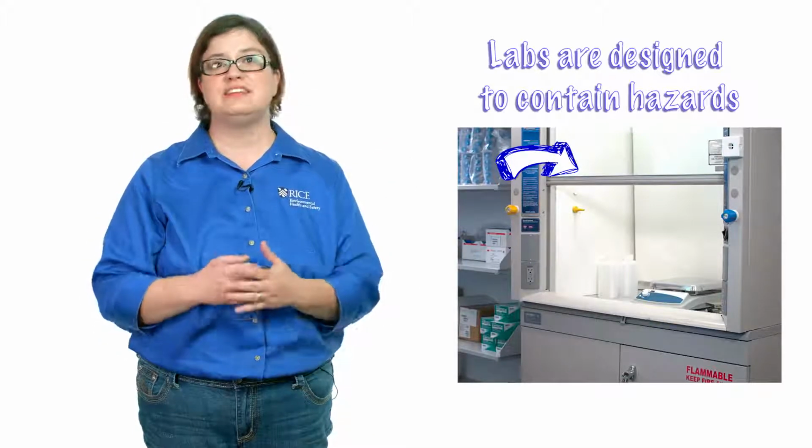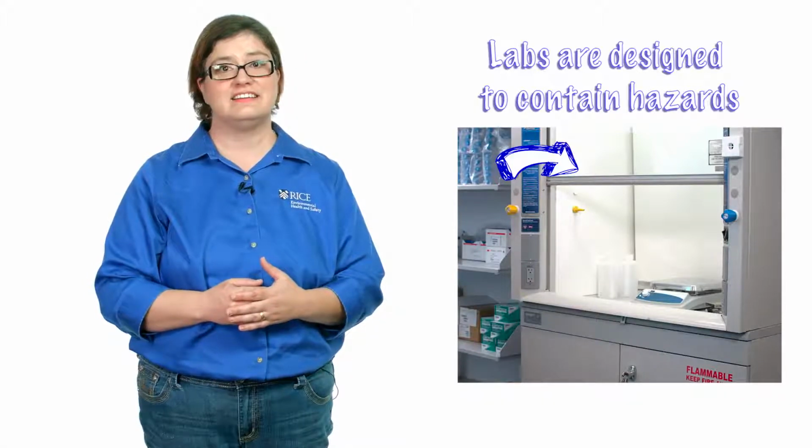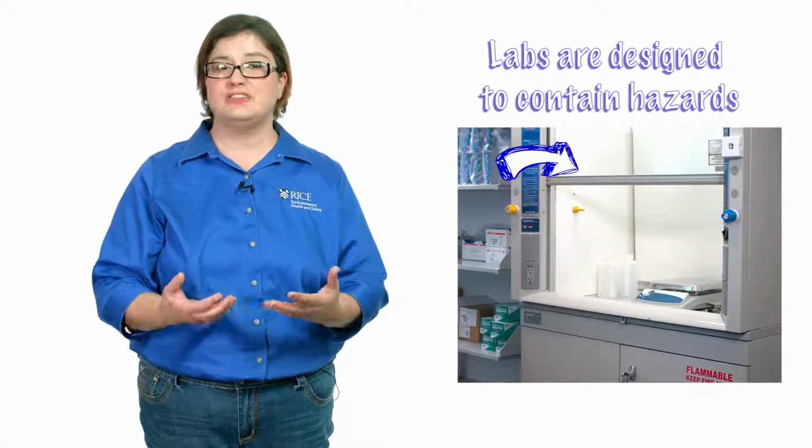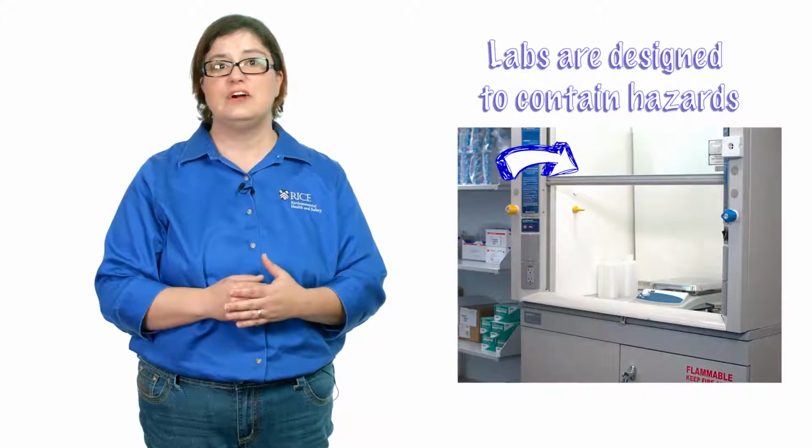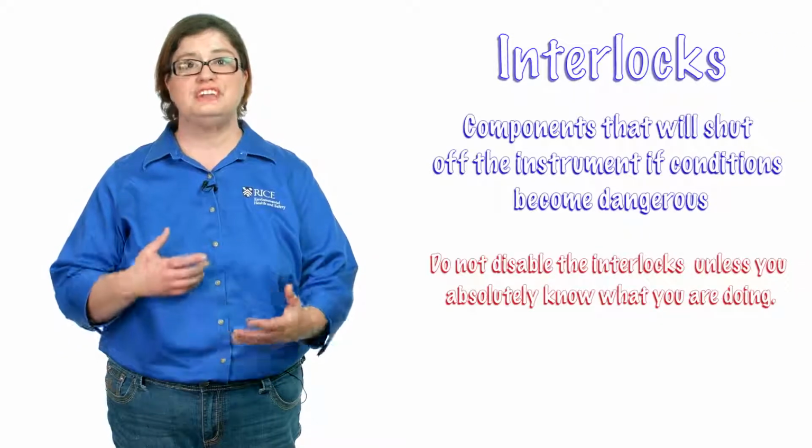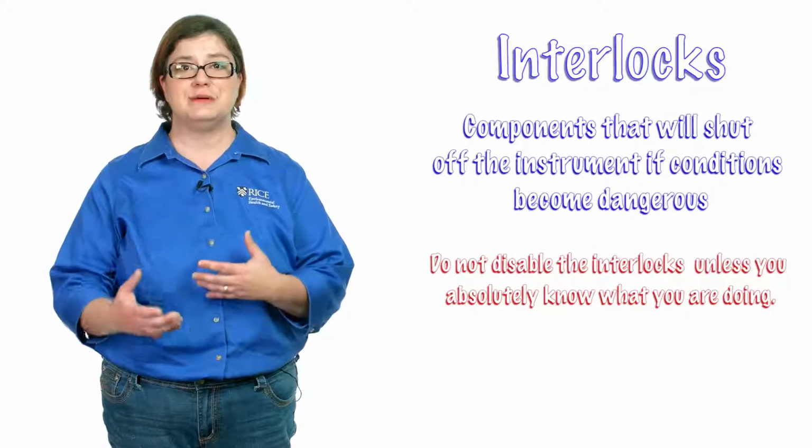You should only open the sash as far as necessary to access the work. You should keep the sash closed whenever the hood is unattended or not in use. For more information on proper chemical fume hood use, see our video that's posted online. Another example of an engineering control is an interlock device. These safeguards will shut down an instrument should conditions become unsafe.